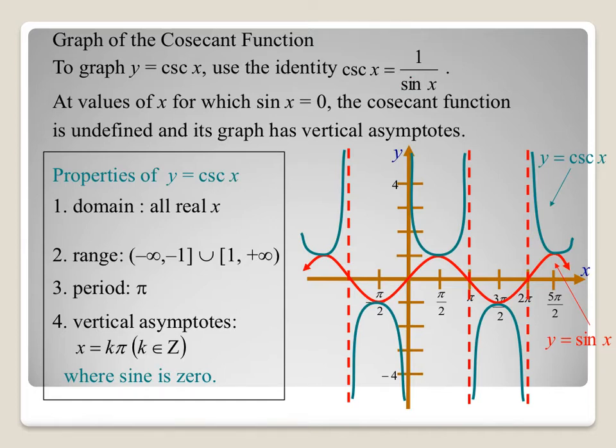So we're going to draw our asymptotes again at every multiple of pi, and then we're just going to connect our graph to the maximum points or the minimum points of the sine curve. So the easiest way to do this is to start by graphing the sine curve, draw your asymptotes, and then draw these portions of the cosecant graph in between the asymptotes touching those points. And that's what we're going to do in class tomorrow.